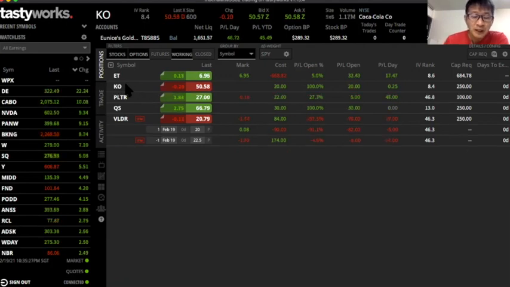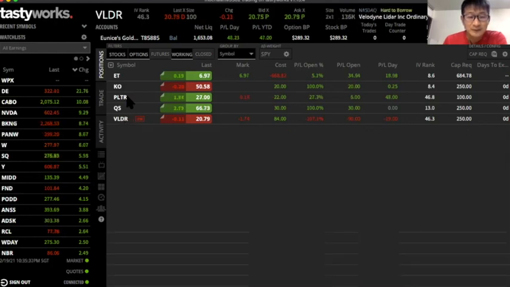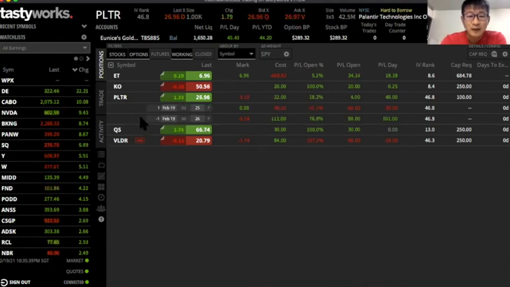Okay, then the next one, we are still looking at Palantir. So Palantir, what I'm looking at right now, we need to take action to close this position, because it's only about $1 away from the market. We only have $1 margin right now.